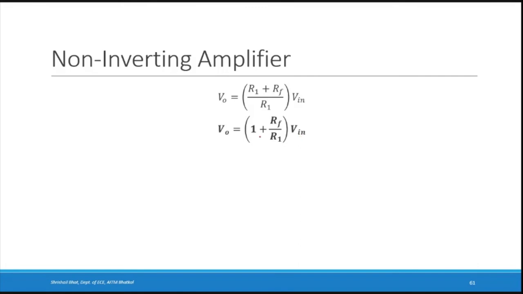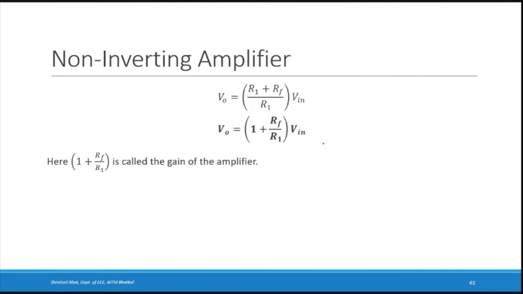Here what you can see is the output is the amplified version of the input. There is no negative sign. This indicates that the output is in the same phase as that of the input. And this particular factor, that is 1 plus RF by R1, is the gain of the non-inverting amplifier, right? So here 1 plus RF by R1 is called the gain of the non-inverting amplifier.